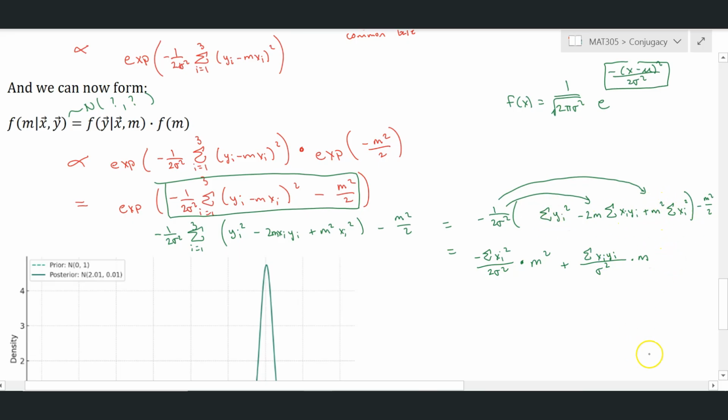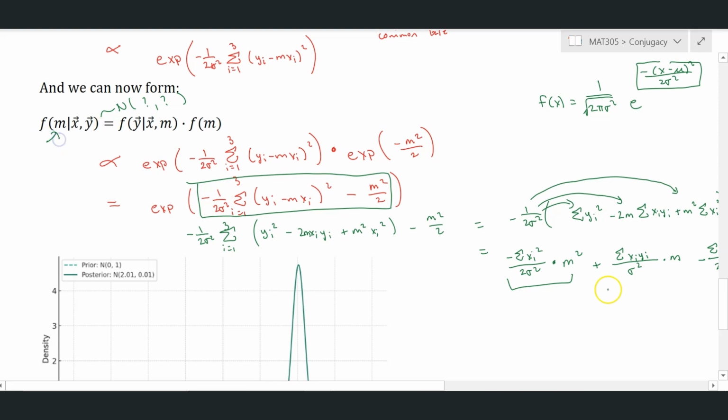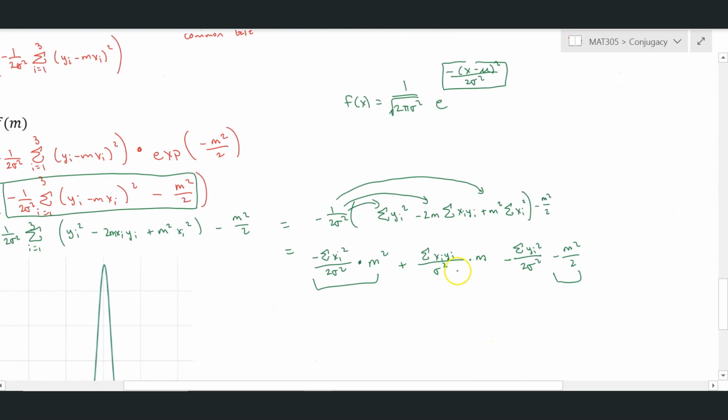Finally, this last term here will be the... distribute that here, we'll get minus the sum of the yi squared over 2 sigma squared minus m squared over 2. Okay, now notice that this first and last term, these are both quadratic in m. Remember, we're focusing on m here. That's our variable, our random variable.